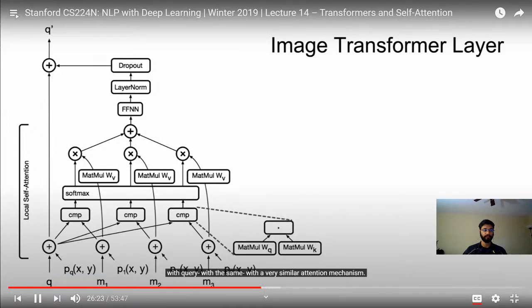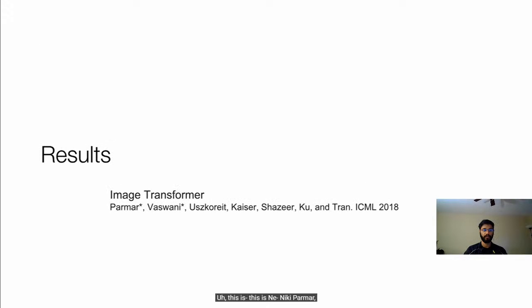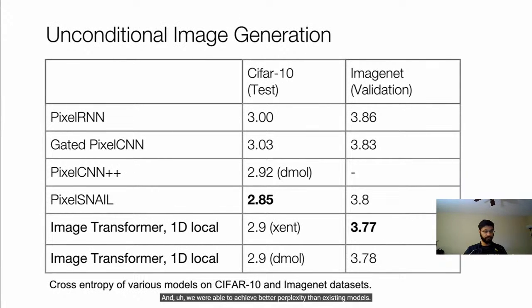With a very similar attention mechanism. And we tried both super resolution and unconditional and conditional image generation. This was Niki Parmar, I, and a few other authors from Brain, and we presented at ICML, and we were able to achieve better perplexity than existing models. So PixelSNAIL is actually another model that mixed both convolutions and self-attention, and they outperformed us on bits per dimension. So we were measuring perplexity because these are probabilistic models.